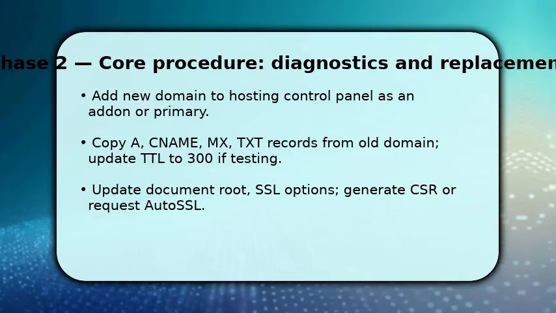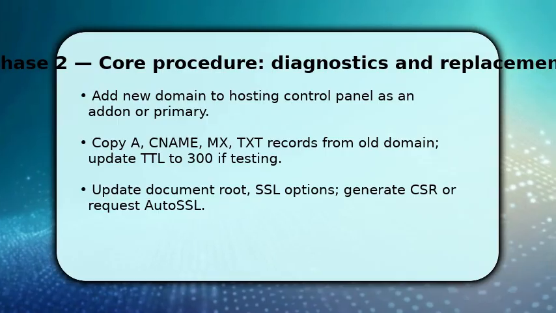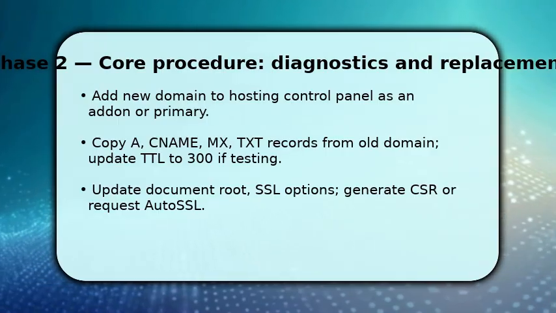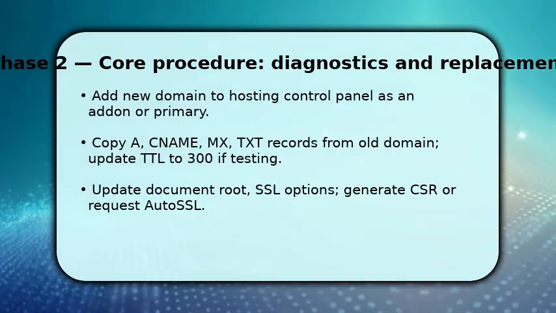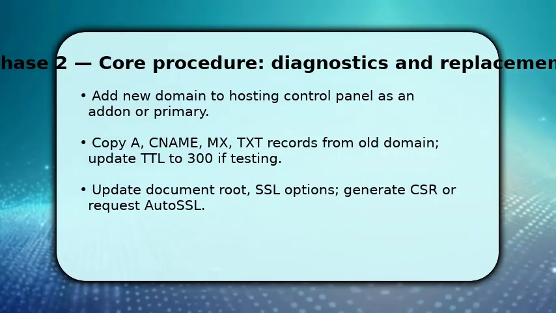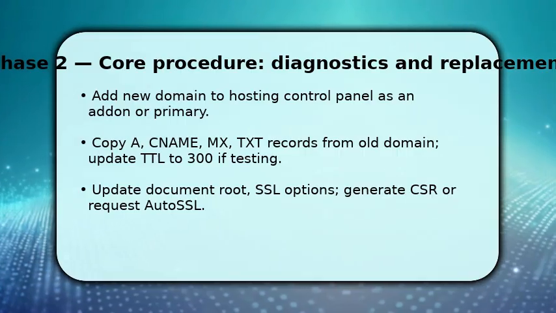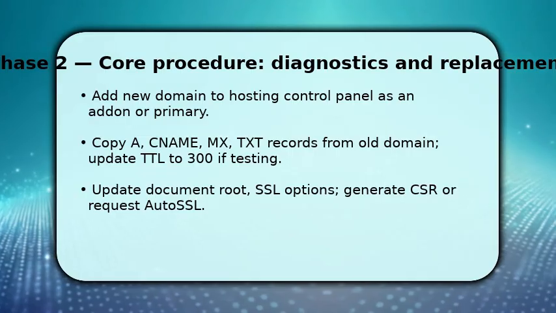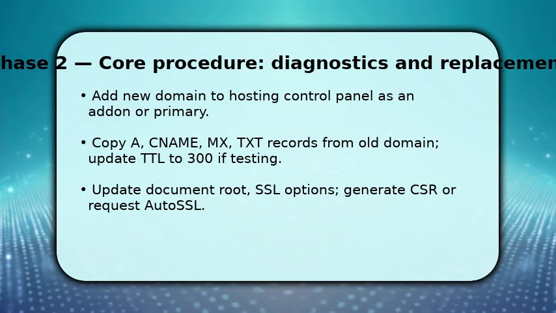Then replicate DNS. Copy A, CNAME, MX, and TXT records from the old domain and temporarily set TTL to 300 seconds for faster testing. Make sure the document root points to the correct folder and set up SSL. Either generate a CSR for a certificate or enable the host's auto SSL so HTTPS works once propagation completes.